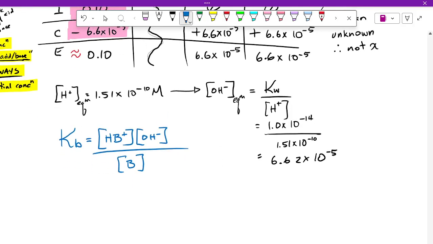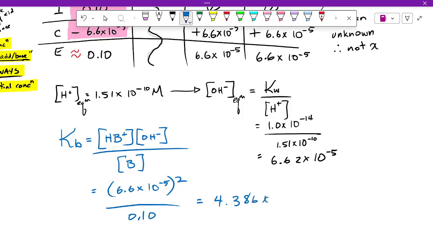And we have 6.6 times 10 to the minus 5, squared, over 0.1, which is equal to 4.386 times 10 to the negative 8, but we are going to go to 2 sig figs, so that's going to become 4.4 times 10 to the negative 8.